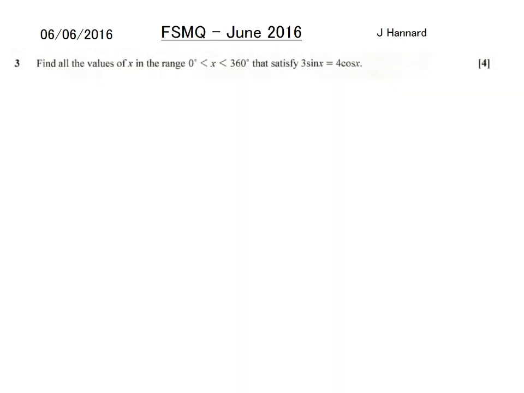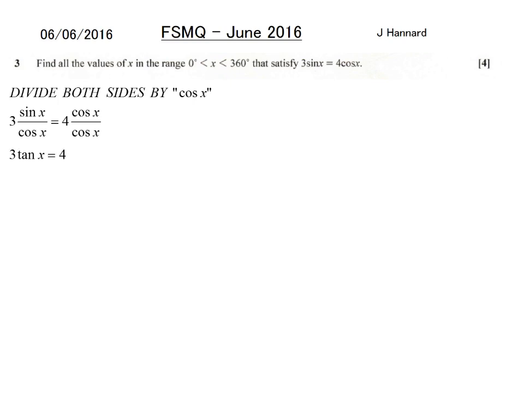Question 3. Find all the values of x in the range 0 to 360 that satisfy 3 sin x equals 4 cos x. So divide both sides by cos x, because it's bad news if you've got two pieces of trig, you can't solve it. So we divide both sides by cos x, so you get 3 sin x over cos x equals 4 cos x over cos x, which is 3 tan x equals 4. Divide both sides by 3 and you'll get tan x equals 4 thirds. Do shift tan of that and you get 53.1, but remember, tan solutions come every 180 degrees and you want to go all the way up to 360, so it's 233.1 as well.